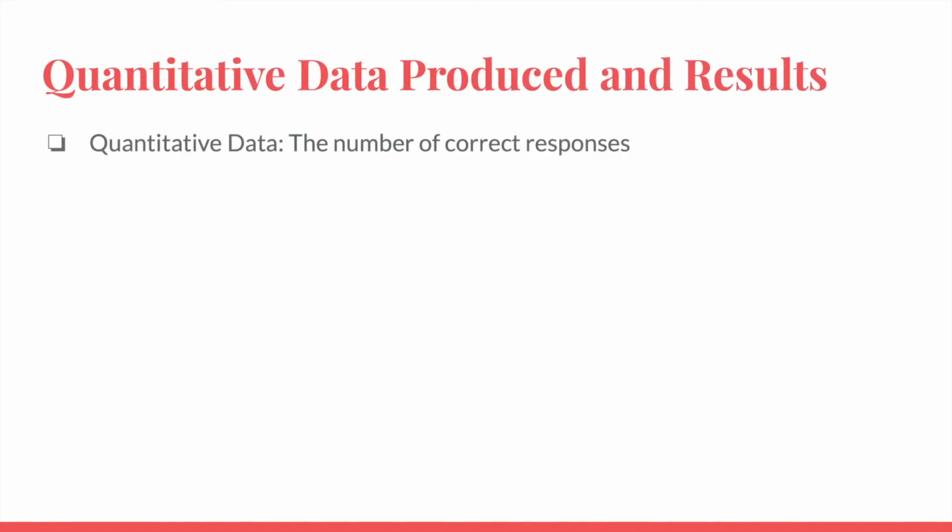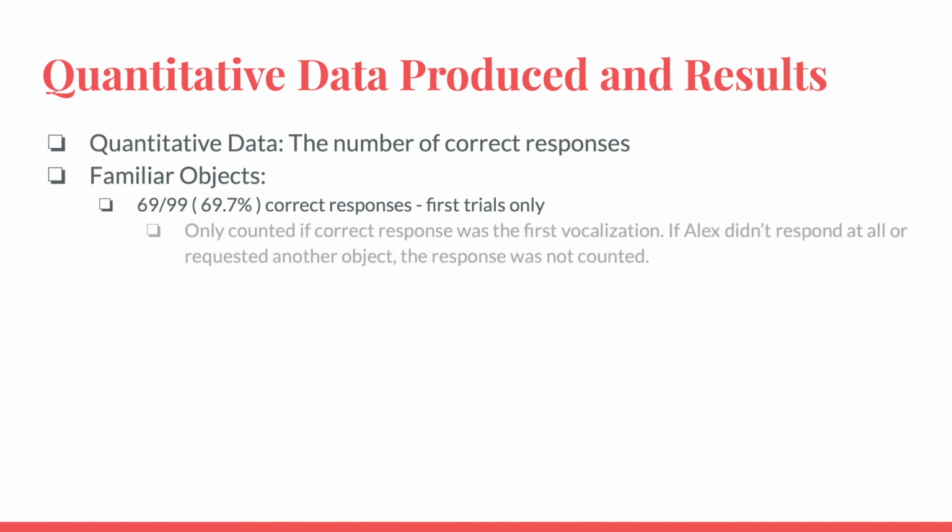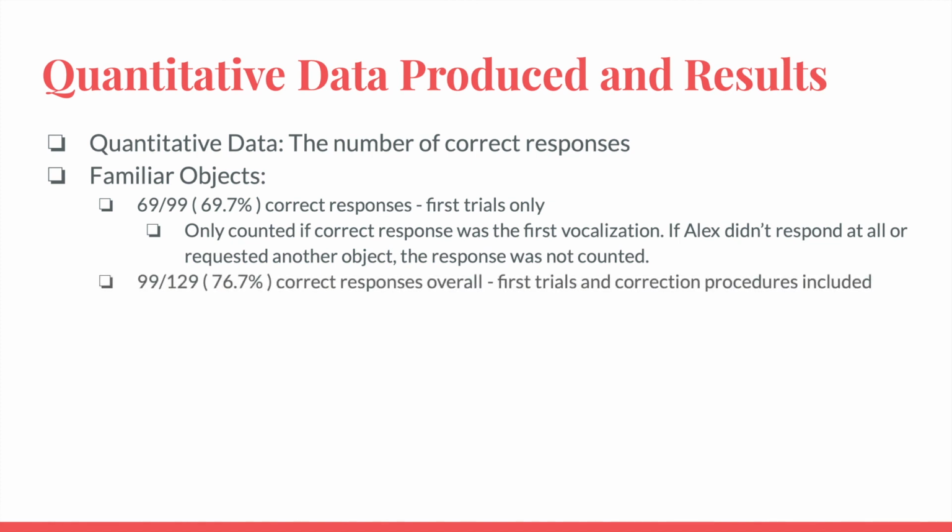The quantitative data was the number of correct responses. In the first trials for familiar objects, Alex answered correctly 69.7% of the time. This was only counted if the first vocalization was correct, and the response was not counted if Alex did not respond or if he requested a different object. For the familiar objects, Alex responded correctly 76.7% of the time overall.